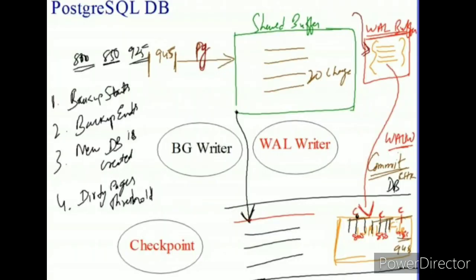Checkpoint process. Whenever the database buffers have changes, those changes are captured on the WAL buffer. From the WAL buffer to the WAL log files, it is written through the WAL writer. So what is the checkpoint? The checkpoint is a process. It holds the changes of the database.